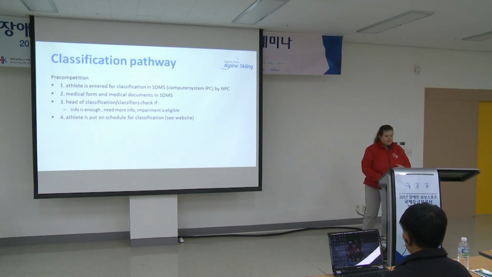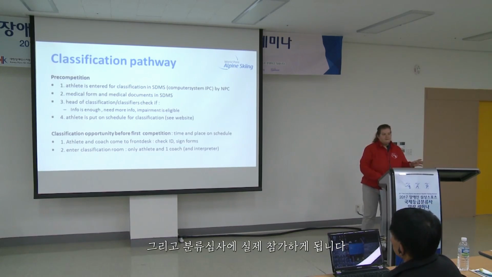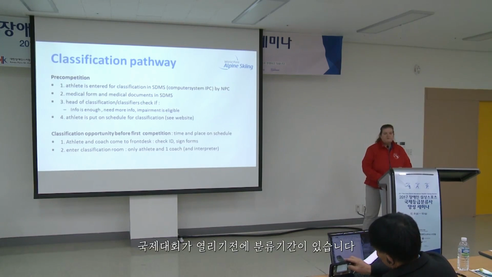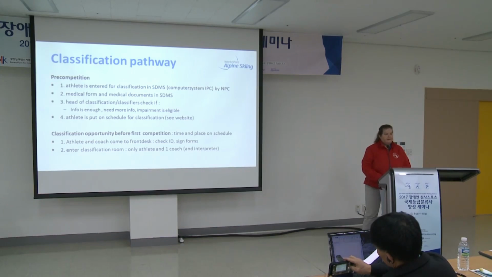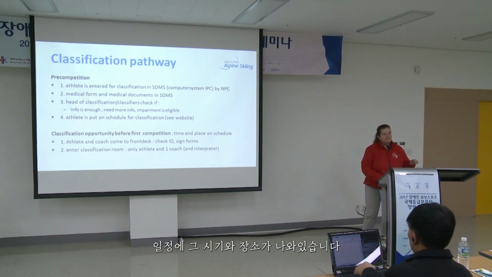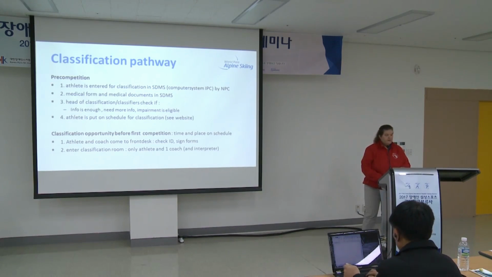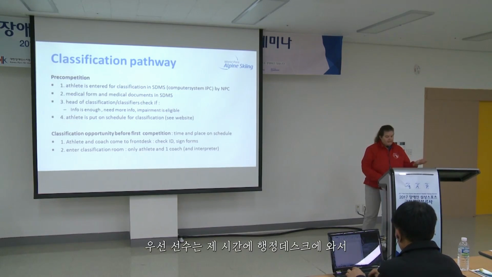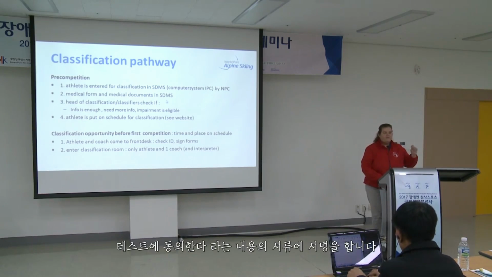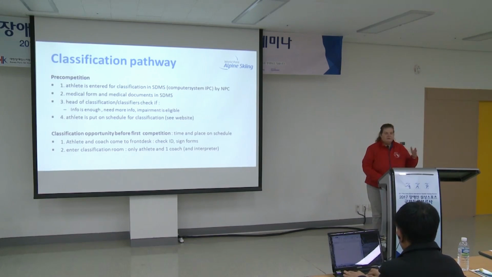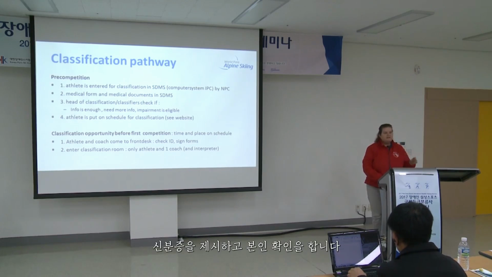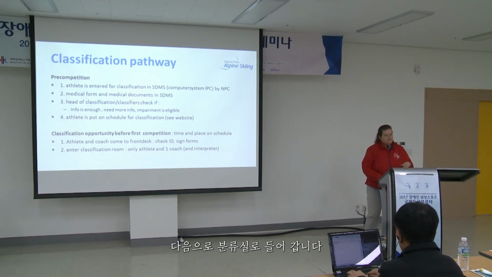Next step is he goes to the classification opportunity before his first international competition. And to know where, the time and place is always on the schedule. So the first step, they come there at the right time, and they come to the front desk, the administration desk, and there you have to sign a form that you allow us to do the tests, and you show your ID, who you are, so all those things are checked. And then you go to the classification room.